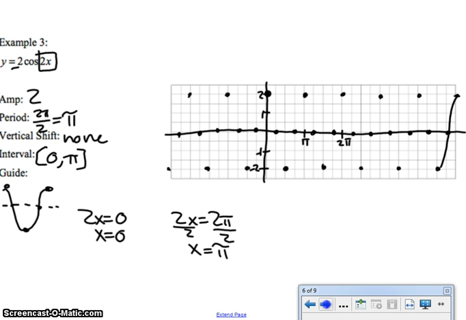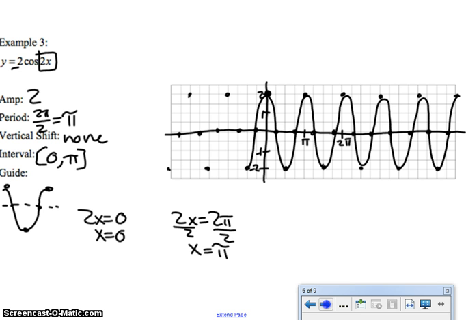Draw in our curve. Okay, so this time, since our period was only pi, our graph is a lot more condensed than our original function.